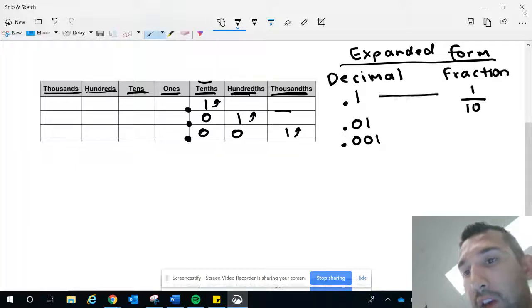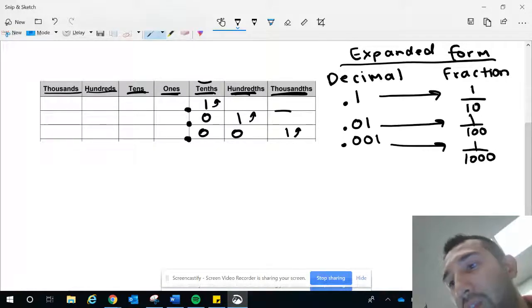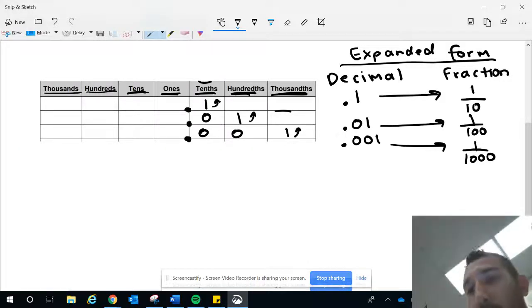All right. Now, how do I write 100ths? I think it's easier to write in fraction form, because you say 1/100ths. How do you say 1,000ths? 1/1,000ths, 1/10ths, 1/100ths, right? Okay. So let's look at a number.